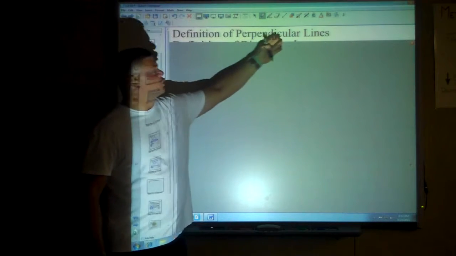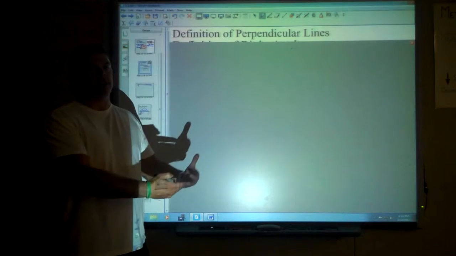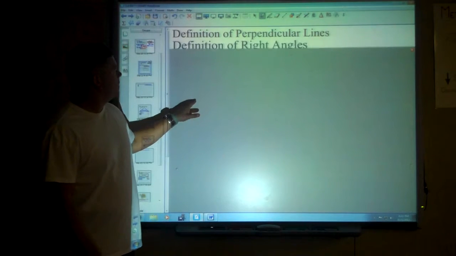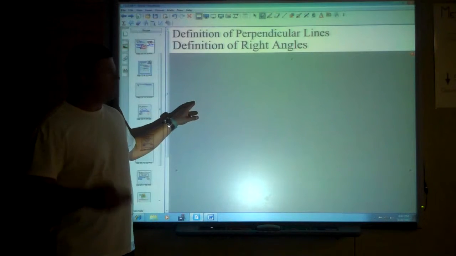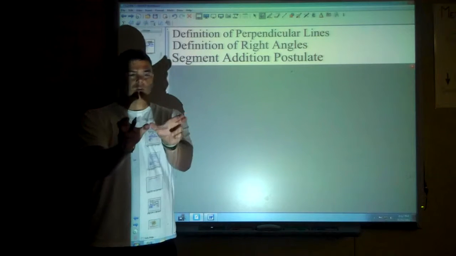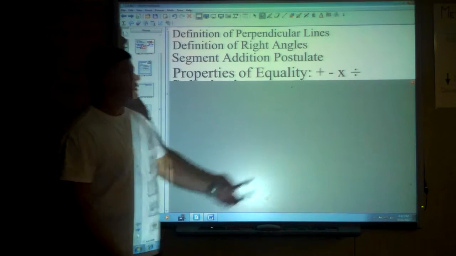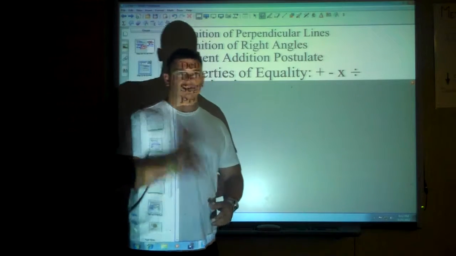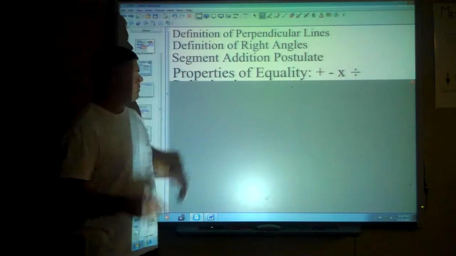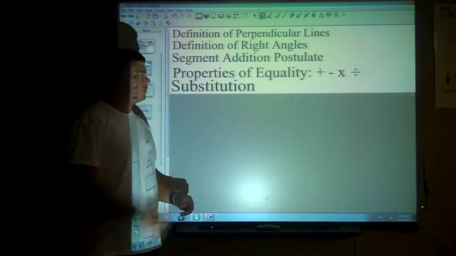You should know at this point the definition of perpendicular lines and any information that definition allows you to use. We have the definition of right angles, 90 degrees. Segment addition postulate: when you take one segment and add it to another, it'll make the whole segment. Properties of equality: addition, subtraction, multiplication, and division. If you do something to one side, you must do it to the other to keep things equal, balanced. The idea of substitution, replacing one value with another.